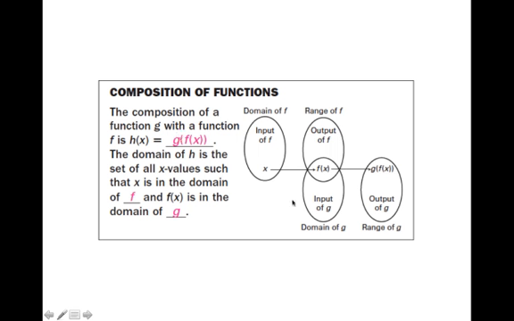All right, so let's look at a little diagram of what's happening. We get an input from the domain of f, that's our x value, and we run it through f, and we get an output of f. And of course, that's part of the range of f. Now f of x becomes an input for g, so it needs to be part of the domain of g. And we finally get our final output of g of f of x, and of course that is part of the range of g.